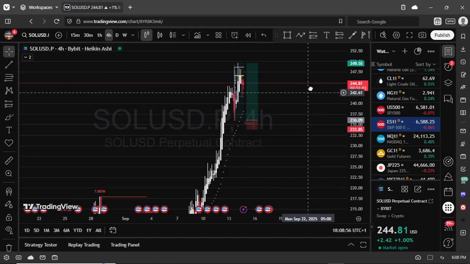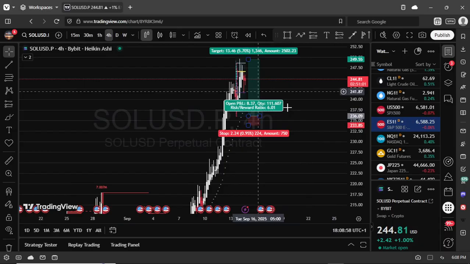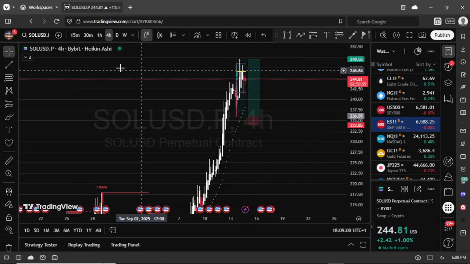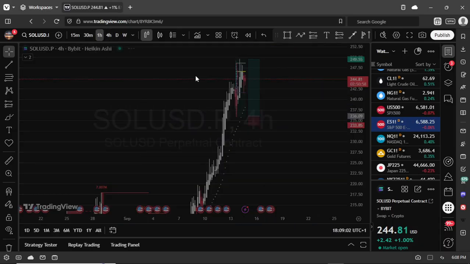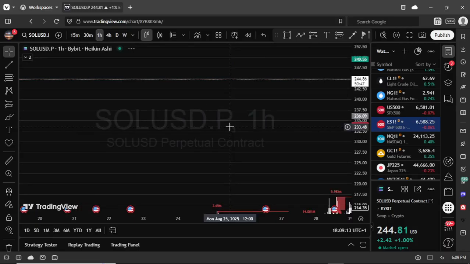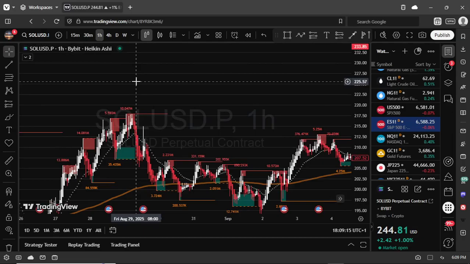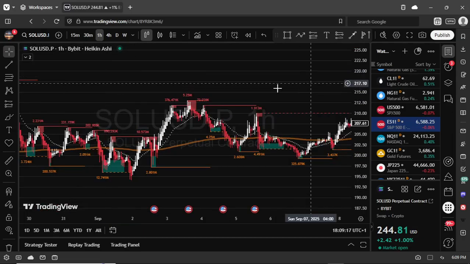For me, that 4 hour is not even a trade that I would take. But if I wanted to say, okay, let me just take the trade on this 1 hour, because there's a potential of a high being attained, then that's what I will just do. The analysis I give is just what I will do.